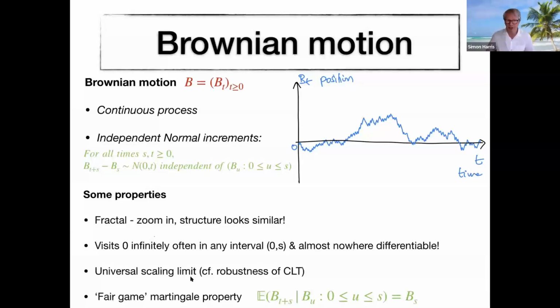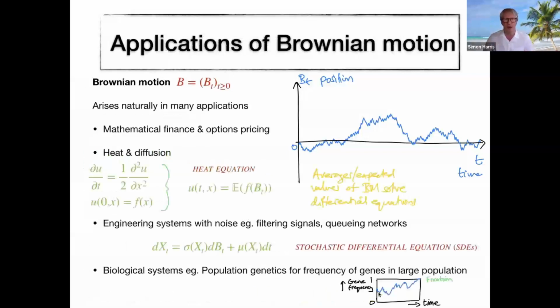But it is a universal scaling limit. And it's quite important because it's got this fair game martingale property. So it's a very fundamental object, and it is really robust because of the central limit theorem or the generalization of it. So it really appears in a lot of places wherever you've got lots of small increments occurring on the microscopic scale. On the macroscopic scale, you tend to see things that look like Brownian motion.